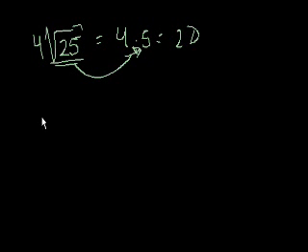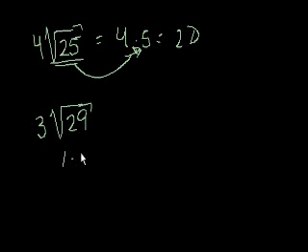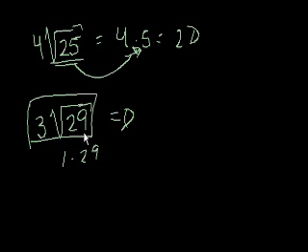Let's do another one. What's 3 times the square root of 29? Well, 29 only has two factors. It's a prime number. It only has the factors 1 and 29. And neither of those numbers are perfect squares. So we really can't simplify this one anymore. So this is already in completely simplified form. Let's do a couple more.